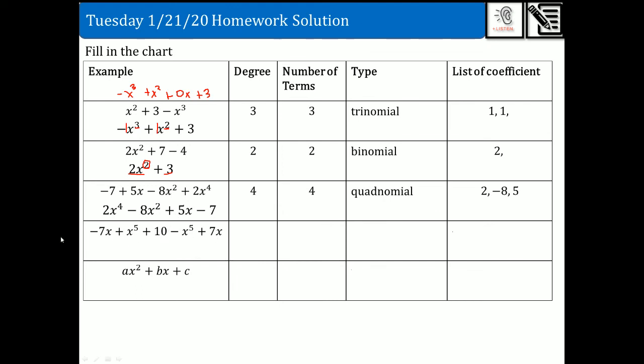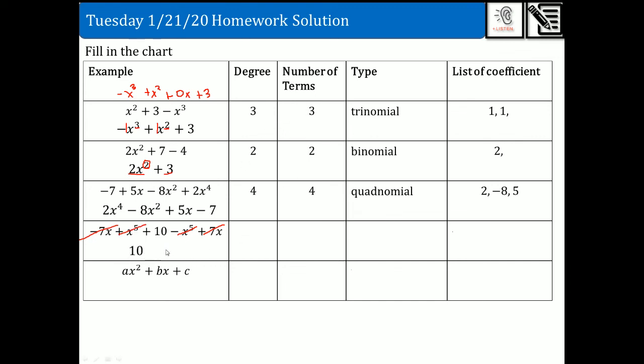Next, this one looks complicated. It's really not. You have to simplify. Watch. Do you see the negative 7x plus 7x? Together that becomes 0. Plus 5x minus 5x, that just becomes 0. So it just simplifies to just 10.